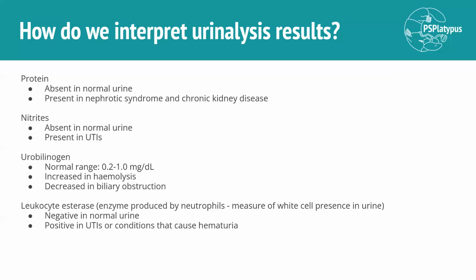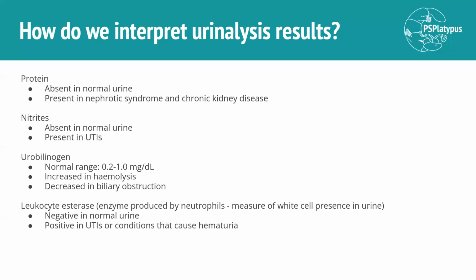Nitrites are also absent in normal urine and are present in UTIs. Urobilinogen, the normal range in urine is 0.2 to 1.0 milligrams per deciliter, and this might be increased in hemolysis or decreased in biliary obstruction.